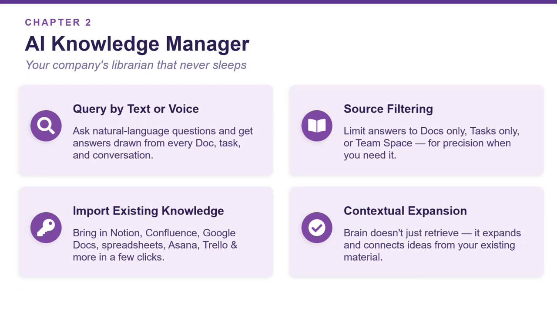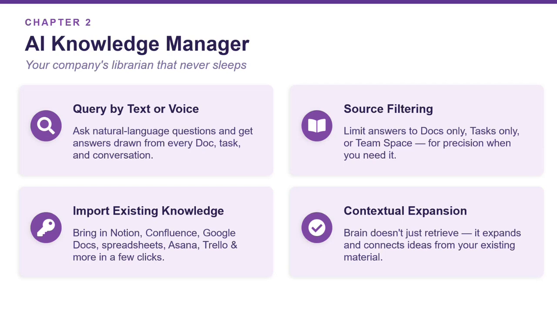So this is chapter 2, the AI Knowledge Manager. I like to call it your company's librarian that never sleeps. Instead of searching manually or asking a coworker, you just ask a question in plain language, by typing, or even by speaking. And Brain looks across all your team's knowledge.